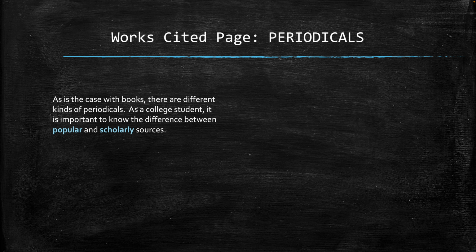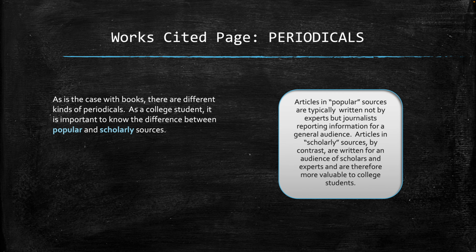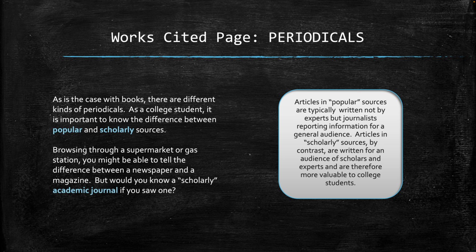As is the case with books, there are different kinds of periodicals. And as a college student, it is important to know the difference between popular and scholarly sources. Articles in popular sources are typically written not by experts, but by journalists reporting information for a general audience. Articles in scholarly sources, by contrast, are written for an audience of scholars and experts and are therefore more valuable to college students. When you're doing your research, you want to try to rely more on scholarly sources than popular sources.